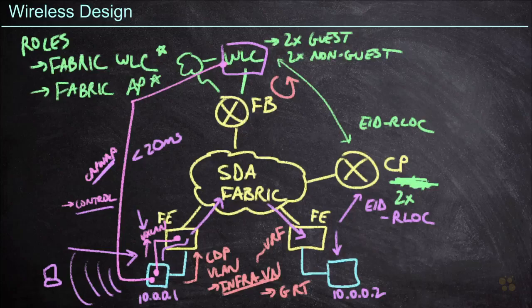So we use the VXLAN tunnel for our client data, and once again, the wireless LAN controller is going to continue to use the CAPWAP tunnel in order to push configuration and radio resource management, or RRM, configuration changes on an as-needed basis.